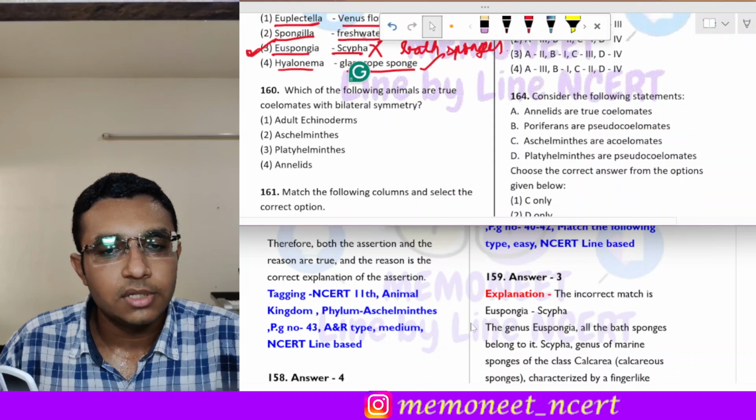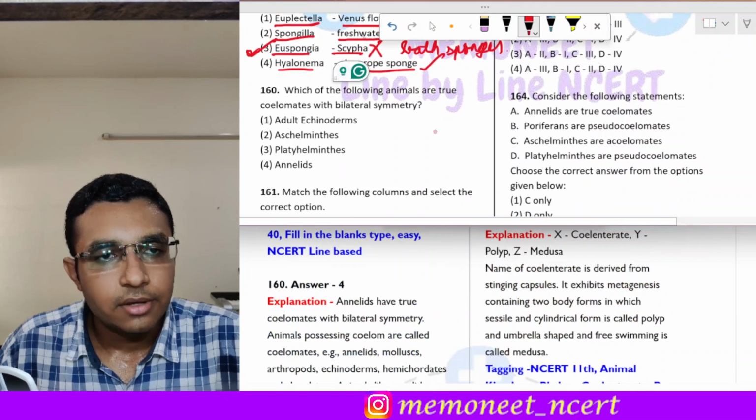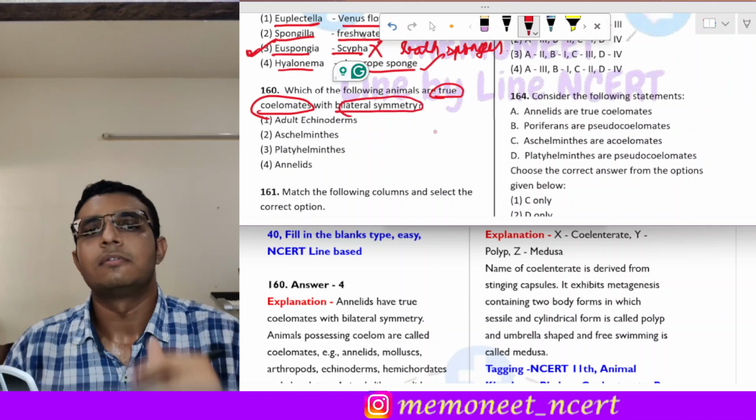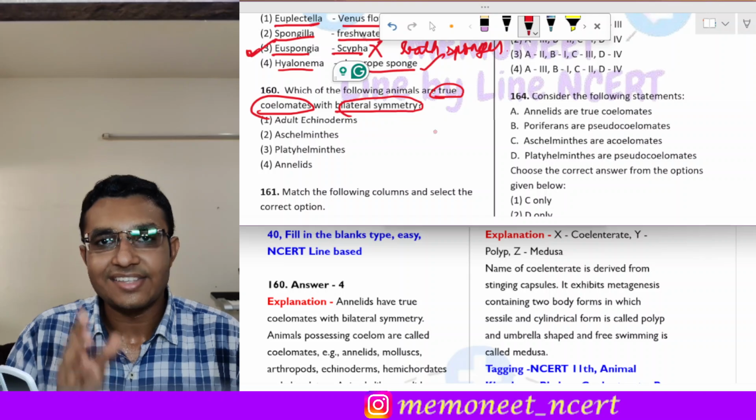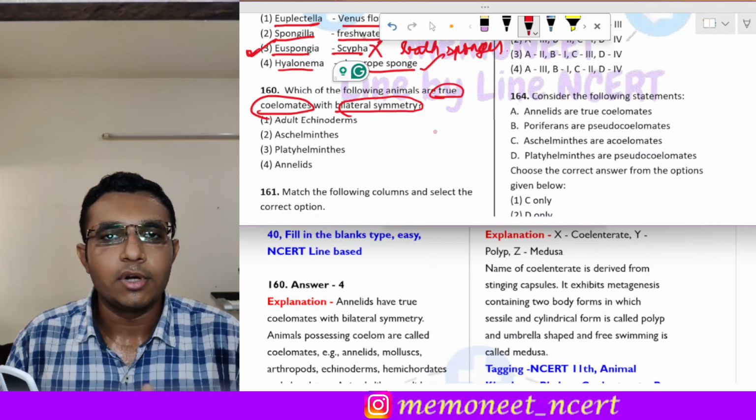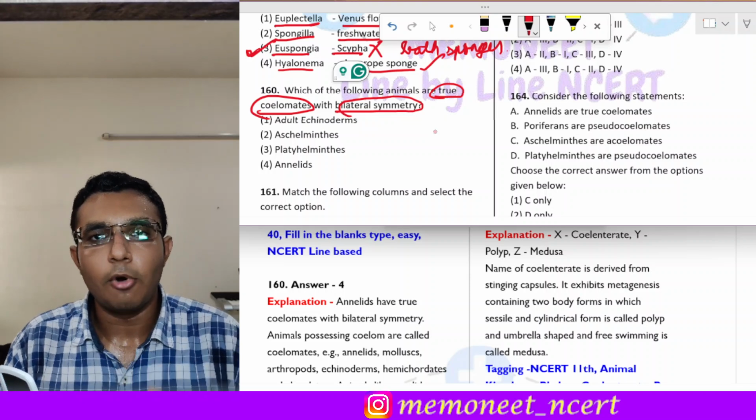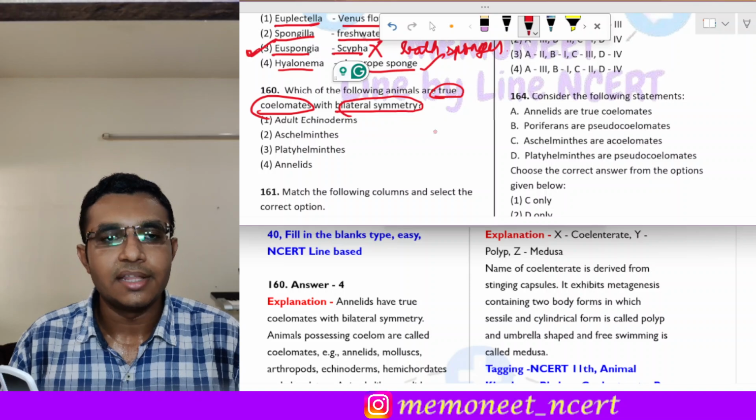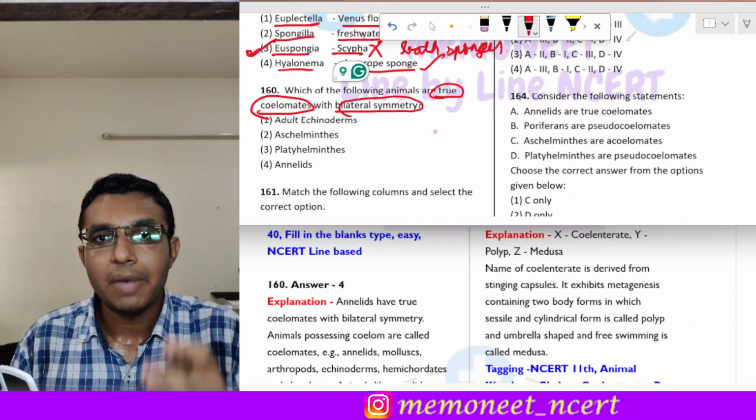So moving on to the next question, that is question number 160. The question states that which of the following animals are true coelomates with bilateral symmetry. Okay, now in this question we have to see true properties. First of all, true coelomate, and second is bilateral symmetry. What is the meaning of true coelomate? It means that they have a proper body cavity, a true body cavity, and bilateral symmetry means that they can be divided into two parts, the right and left part, by a single plane.